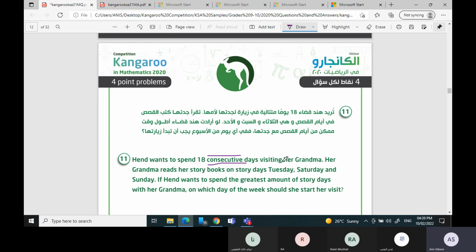Okay? Her grandma reads her storybooks on story days: Tuesday, Saturday, and Sunday. So 3 days per week. If Hind wants to spend the greatest amount of story days with her grandma, on which day of the week should she start her visit?